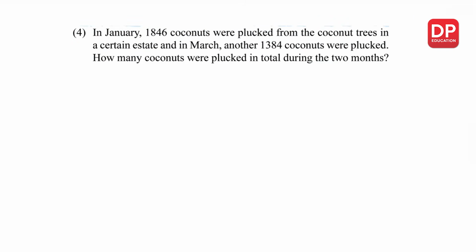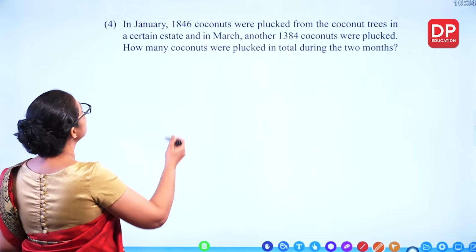Question number 4. In January, 1,846 coconuts were plucked from the coconut trees in a certain estate, and in March another 1,384 coconuts were plucked. How many coconuts were plucked in total during the 2 months?